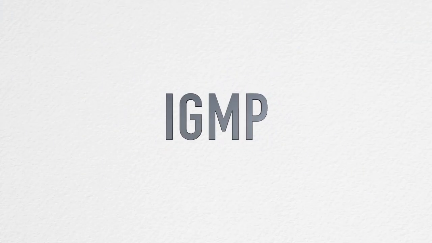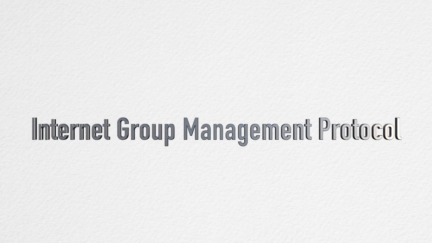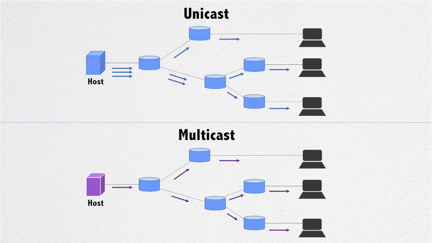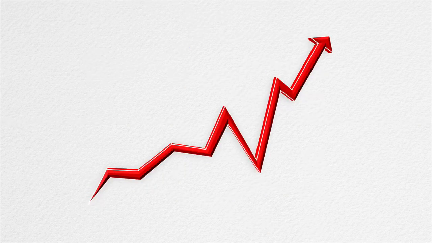IGMP is an acronym for Internet Group Management Protocol. It is used to support multicasting. If you're not familiar with multicast in computer networking, it refers to sending data to many destination computers at the same time. It is more efficient than unicast since only one copy of the data needs to be sent downstream. It is commonly used for streaming services where many people are receiving the same content at the same time. An example would be a multicast of the stock exchange data to many different users.